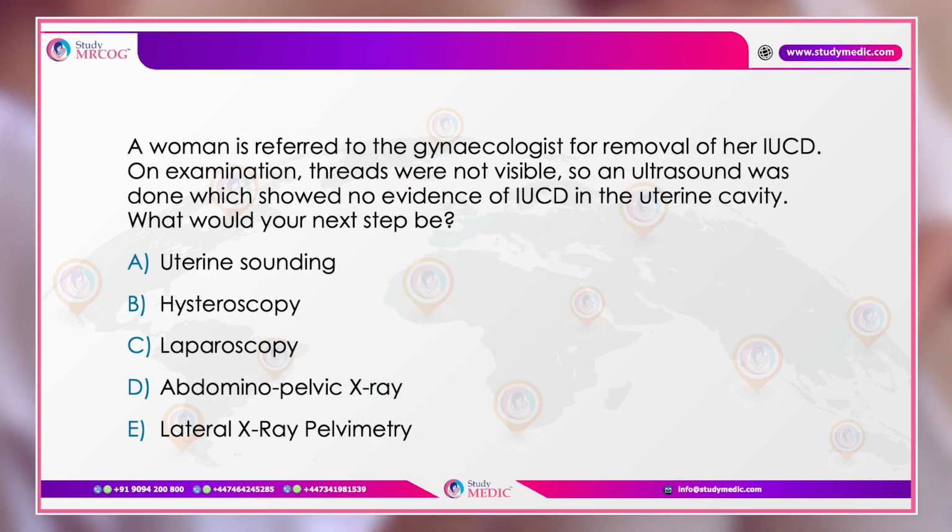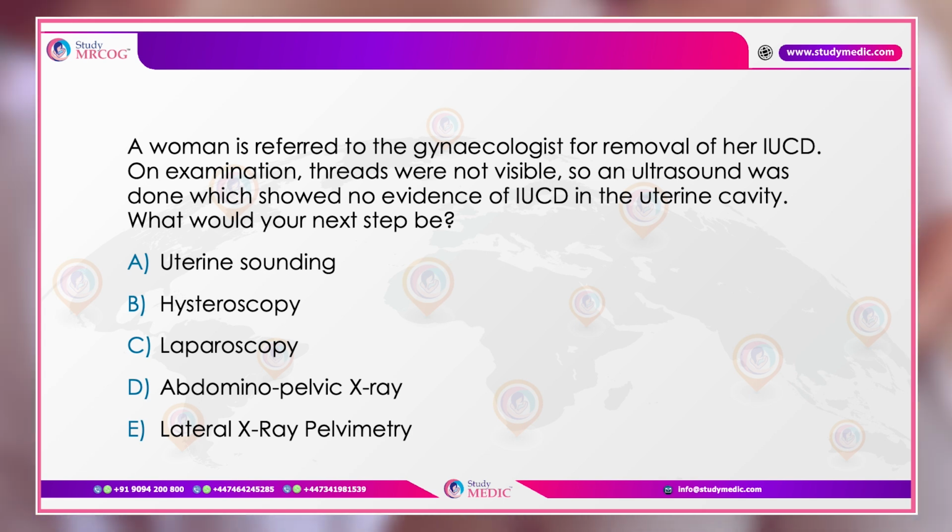Okay, so a question linked to this. There's a woman who has been referred to the gynecologist for removal of her intrauterine contraceptive device, and on examination you were not able to see the threads. So an ultrasound was done, which again showed that there is no intrauterine contraceptive device in the uterine cavity. So what would your next step be?